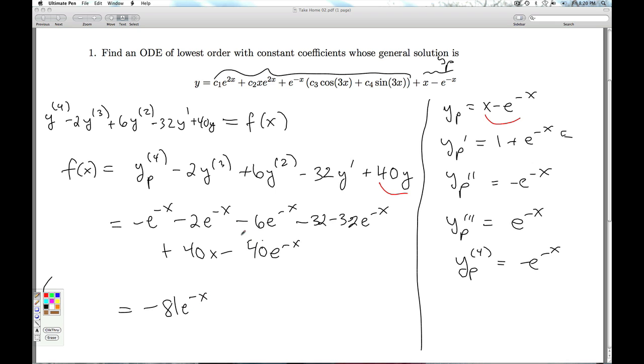Now let's look at our total on the x's. There's 40 of those. And about the constants, there's some constants here. There's a minus 32. So this, folks, is the right-hand side of the differential equation.